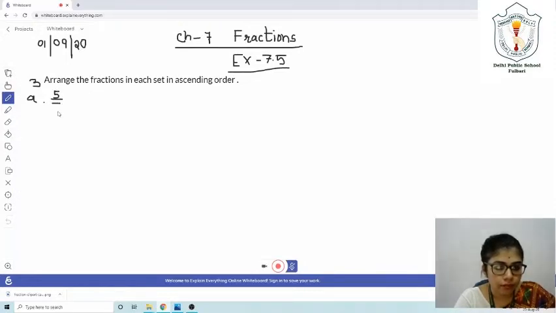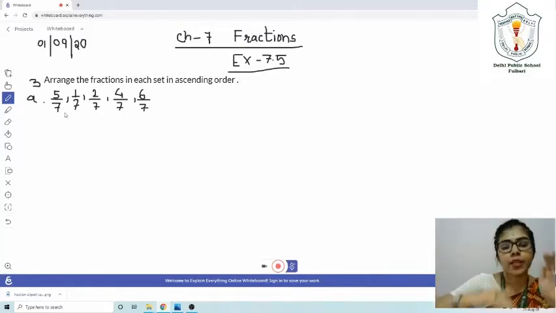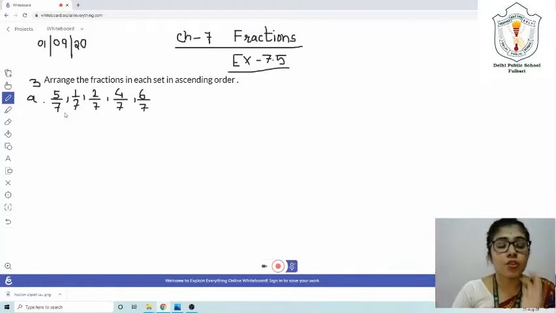5/7, 1/7, 2/7, 4/7, and the last one is 6/7. Okay, 6/7. So ascending means what? Smaller to bigger. Ascending means smaller to bigger. So now we will have to see which is the smallest fraction.